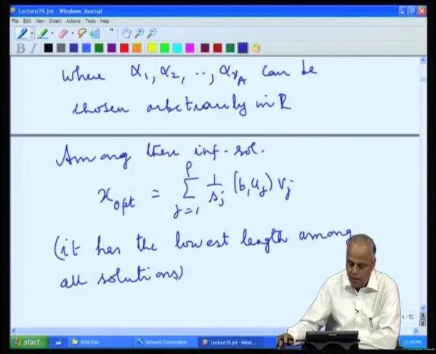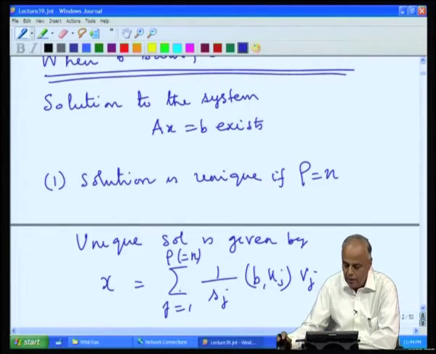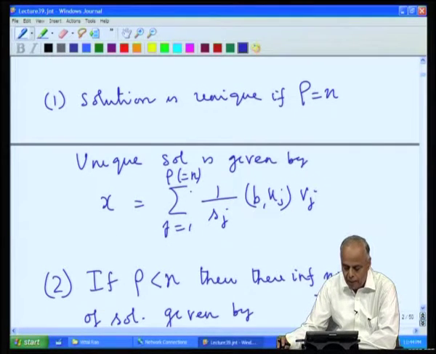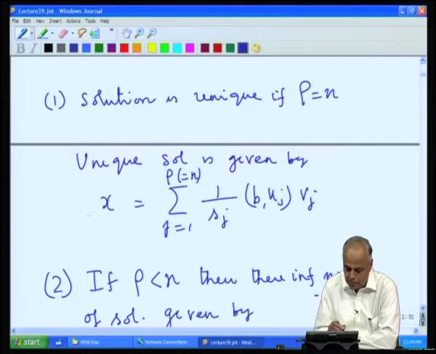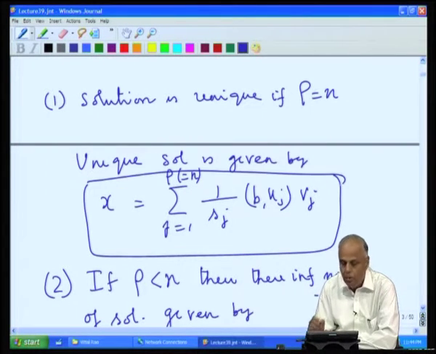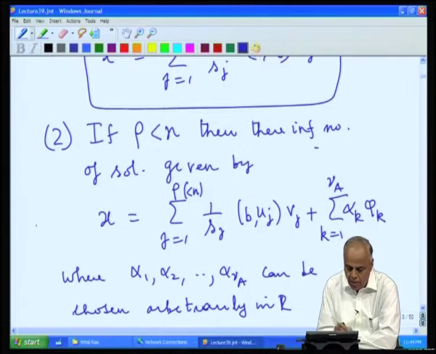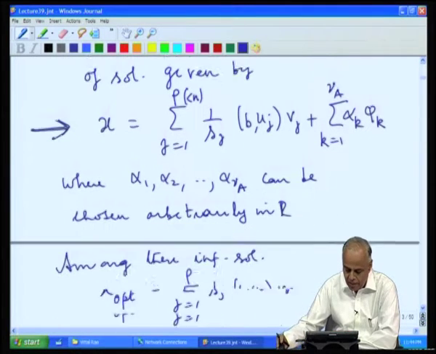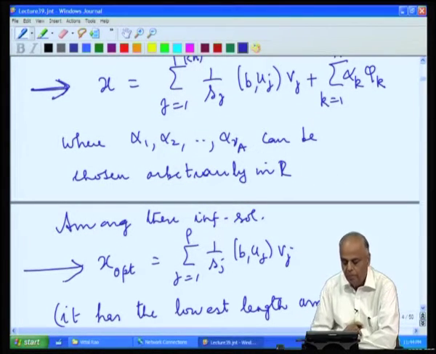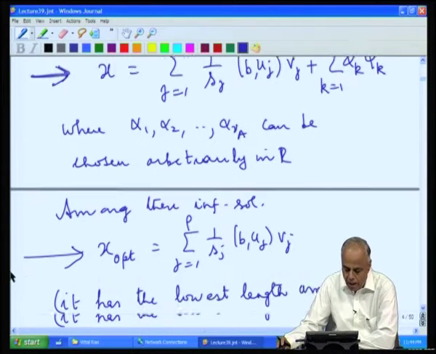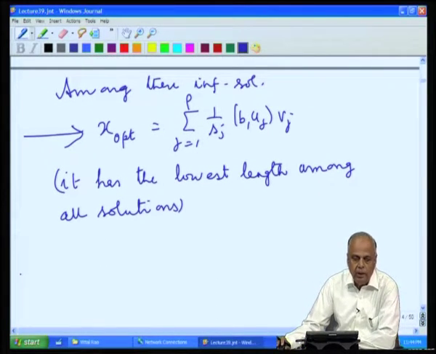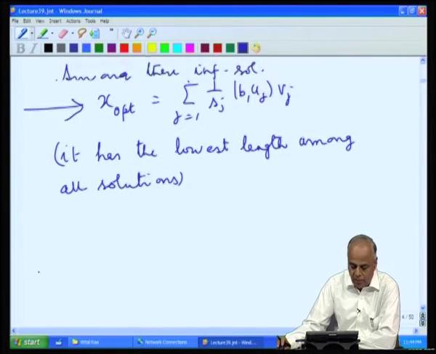So, thus when b satisfies the consistency condition, a solution exists and is unique if rho equal to n, given by the expression x equal to this whole thing, and when rho is less than n, we have infinite number of solutions, all of them are characterized as this, and we have the optimal solution which is given by this expression. So, now having known what happens when the consistency conditions are satisfied, we can get our answers about the solutions purely in terms of the basis that we have chosen.